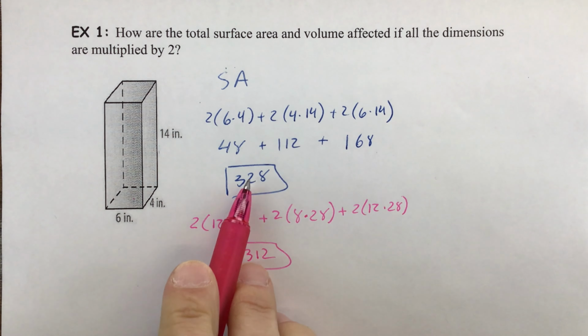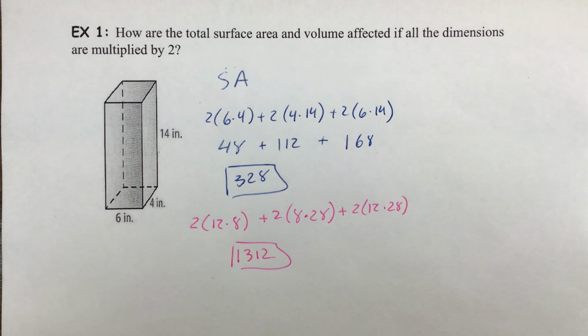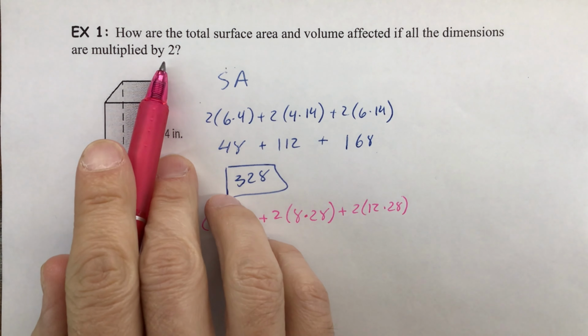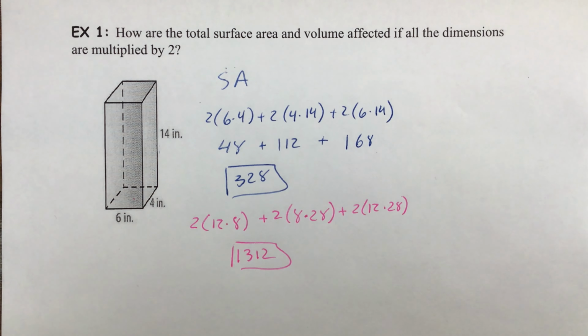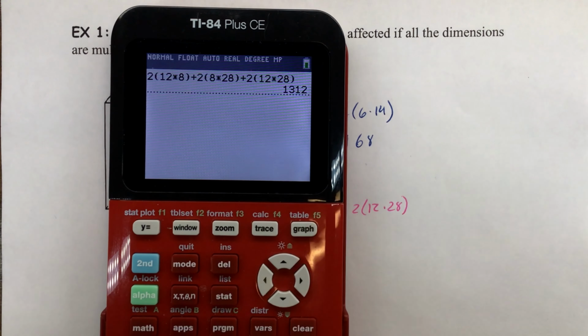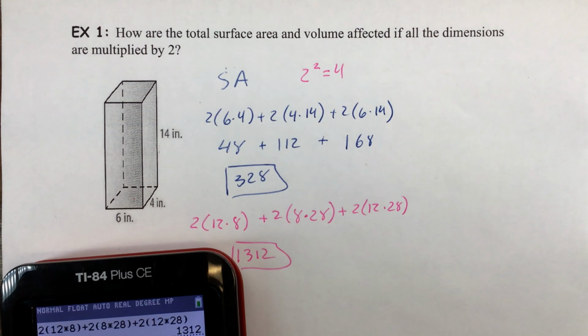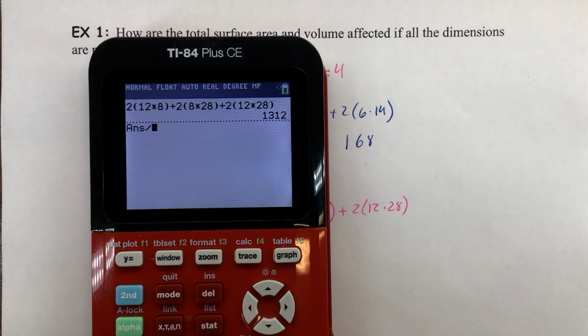Okay, and as you look at these two together, you might not notice much of a comparison. But the claim here is that because we're talking about area, if we change all of the dimensions by a factor of 2, the overall change to the surface area of the figure should be a factor of 4, which is going to be 2 to the second power. So if I take this answer and divide it by the 328, we get 4. The comparison is a factor of 4.